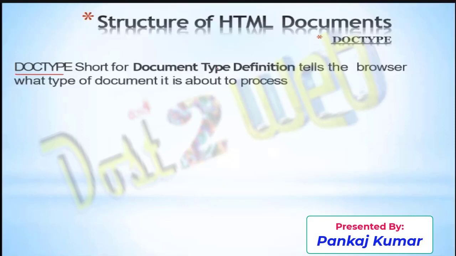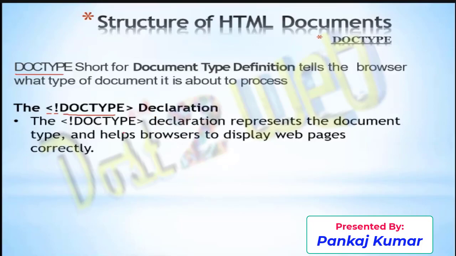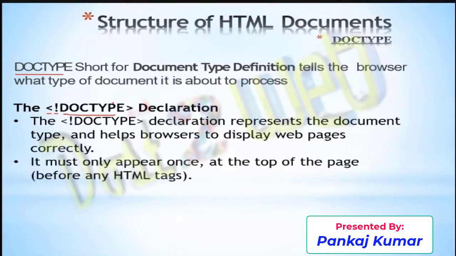We know very well that we will be seeing the result on the screen, that means the output on the browser only. As I mentioned in the previous presentation, you use the tag symbol, the exclamation symbol, and write doctype. This is the declaration that you have to use. This doctype declaration helps the browser to display the web pages correctly.